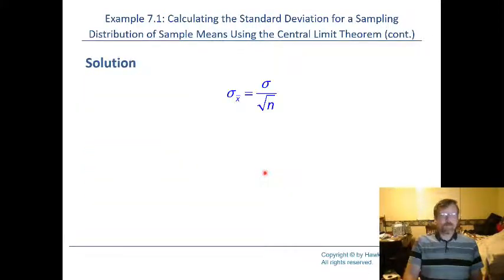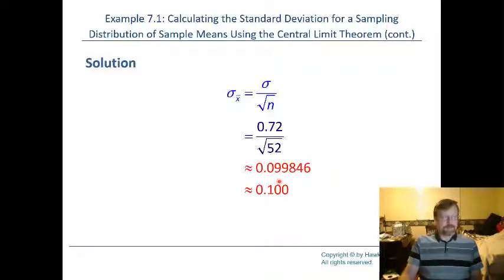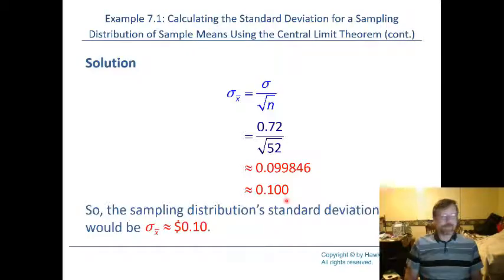All right, we've got that equation. We've got the 72-cent standard deviation and the 52 theater sample size. So that comes out to approximately 10 cents.